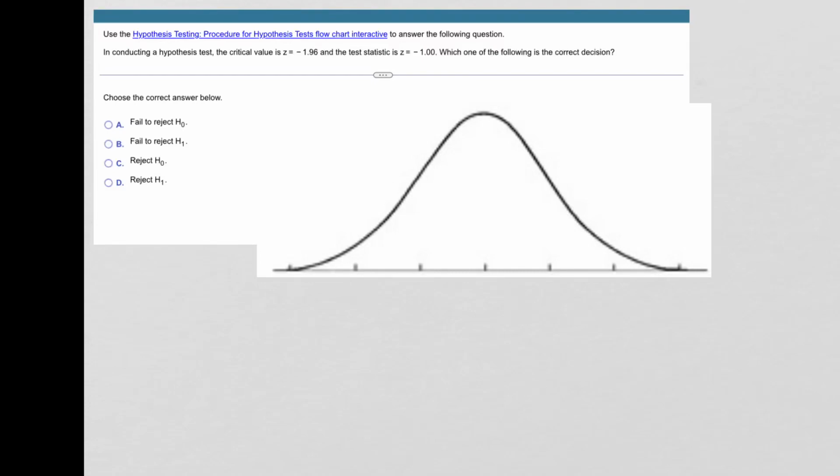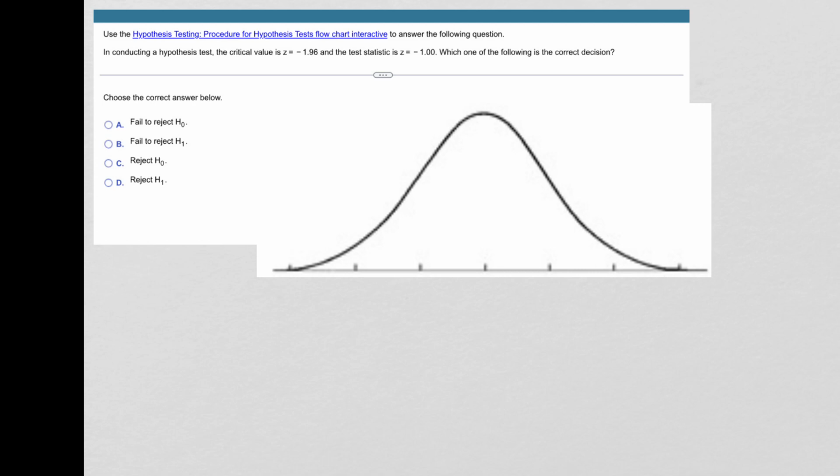In this problem, it says in conducting a hypothesis test, the critical value is z equals negative 1.96, and the test statistic is z equals negative 1. And we want to know what is the correct decision in this case.